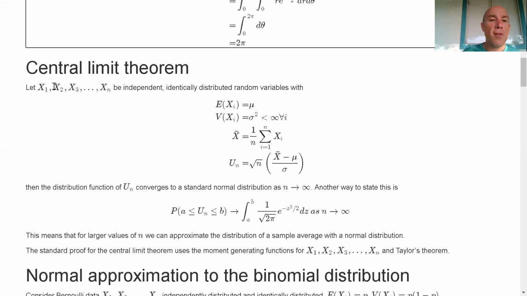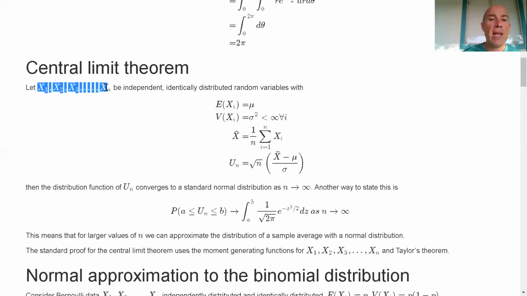Okay, so let's say that all these x's are independent, identically distributed. They all have expected value of mu, and they all have variance of sigma squared. So: independent, identically distributed, expected value of mu, and finite variance, and they all have the same variance. Then I'm going to be able to use the normal distribution to approximate the average.